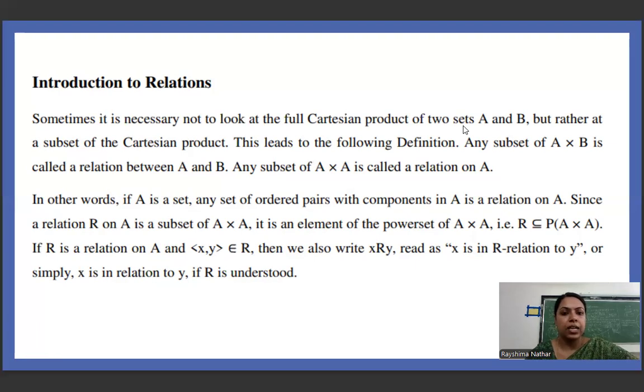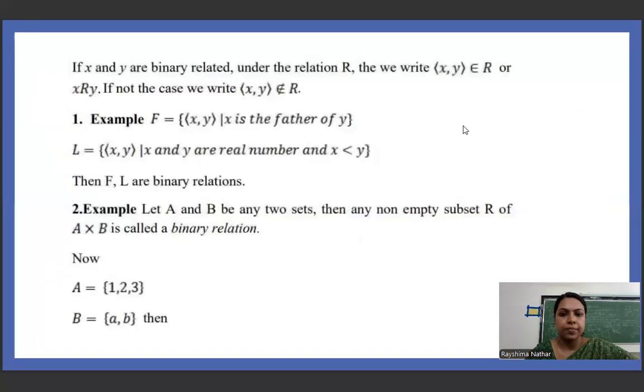If A is a set, any set of ordered pairs with components in A is a relation on A. If R is a relation on A, the element in R is (x, y) belongs to R, written as x R y. That is, x is related to y. If x is related to y, we can write (x, y) belongs to R. If they are not in relation, (x, y) does not belong to R.